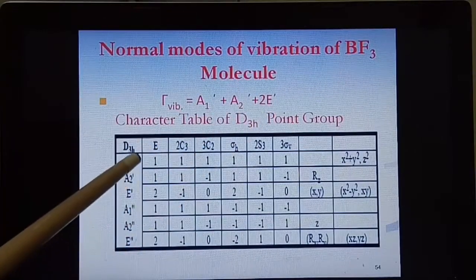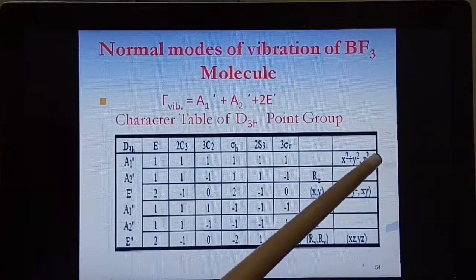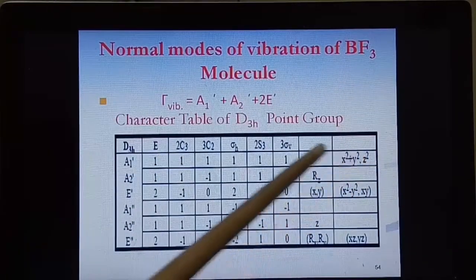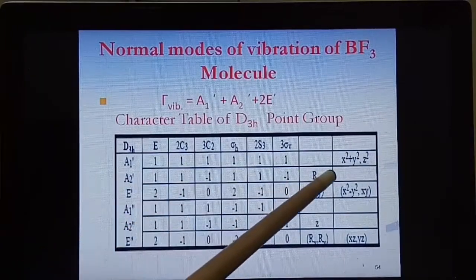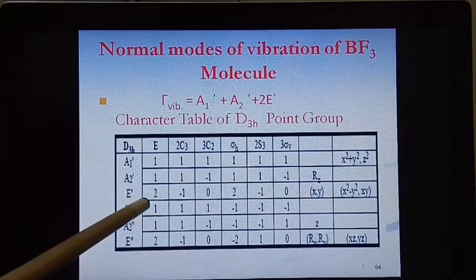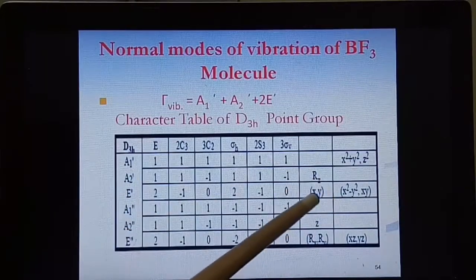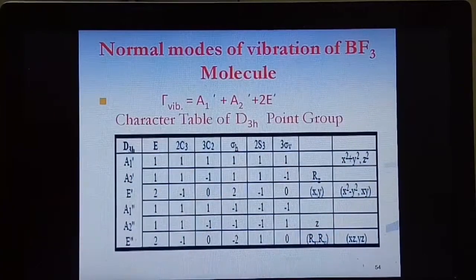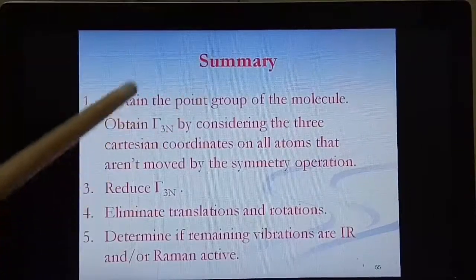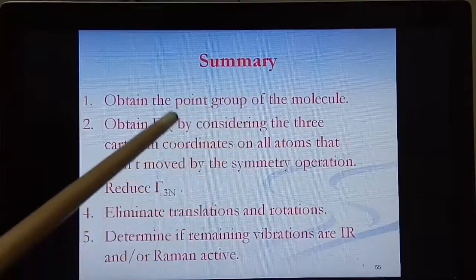So A1 dash will be Raman active because these are quadratic functions. Now for A2 dash there will be no vibrations. E dash has x, y as basis functions, so it is infrared active, and it also has quadratic functions, so it is Raman active.